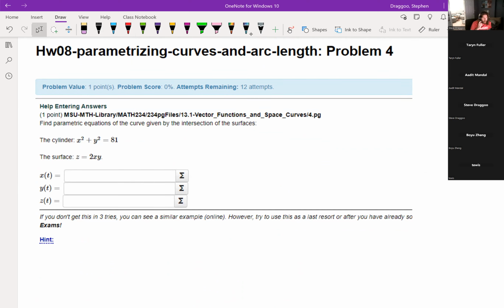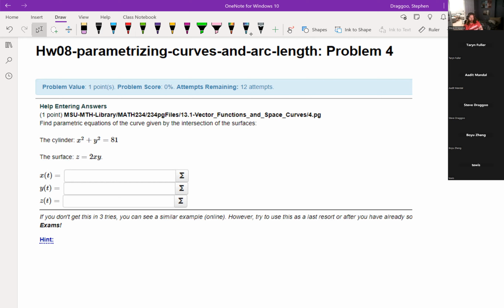So I have 2 surfaces. One is a cylinder, one is just a surface. Looks like it's maybe a parabolic surface of some kind, but we don't super need to identify exactly what the surface looks like. I just want to parameterize their intersection.